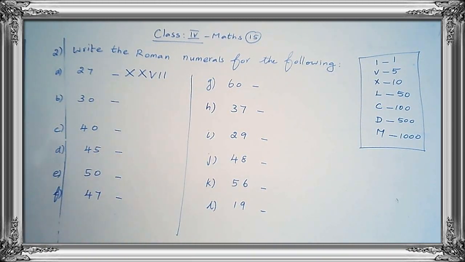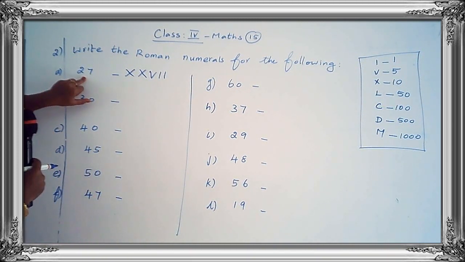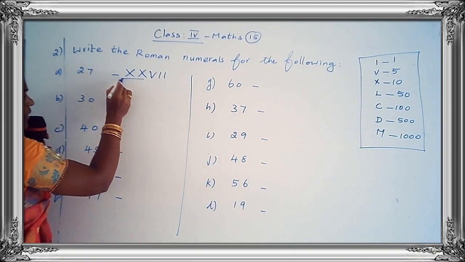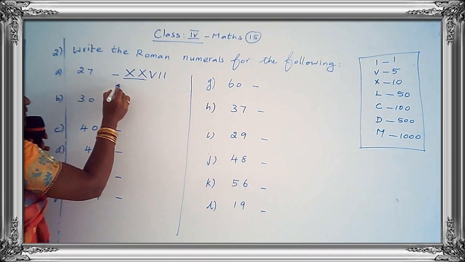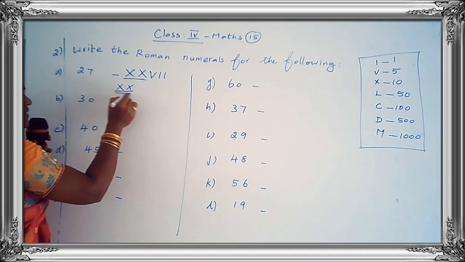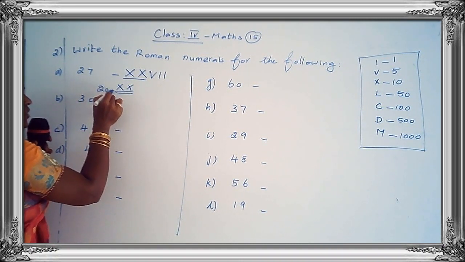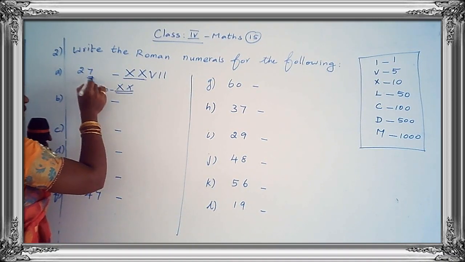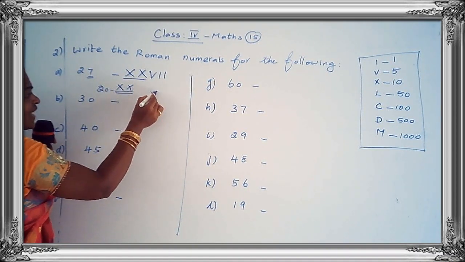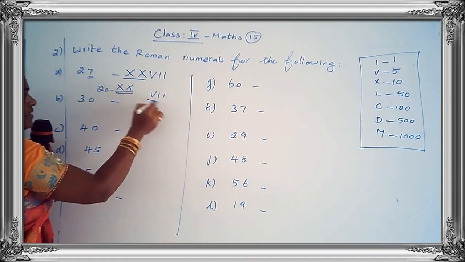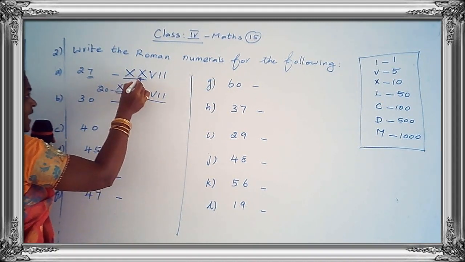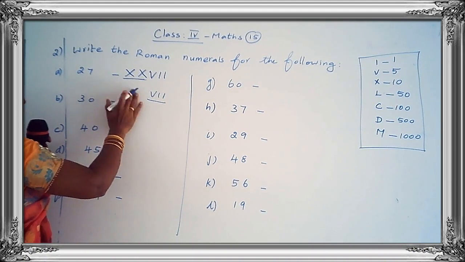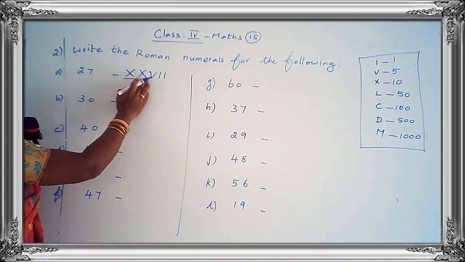How can we write 27? 20 plus 7. So how do we write 20 in Roman numerals? XX, 2 times X gives us 20. So 20 is written. What do we need next? 7. So 7 means VII. So that's why XXVII stands for 27. Are you clear?